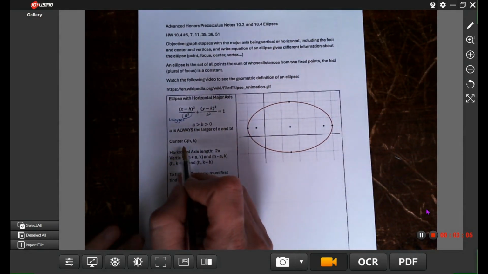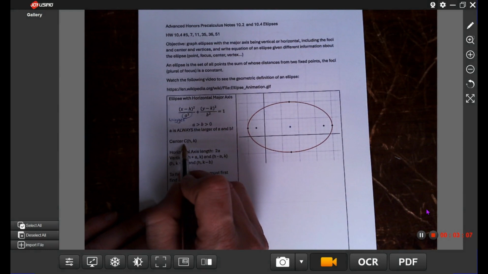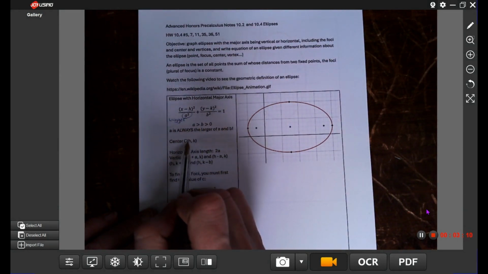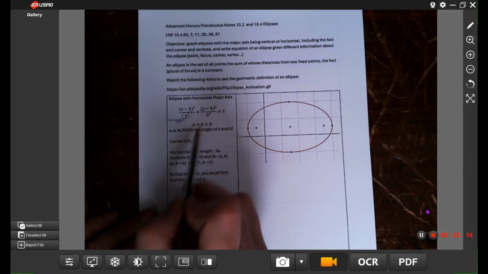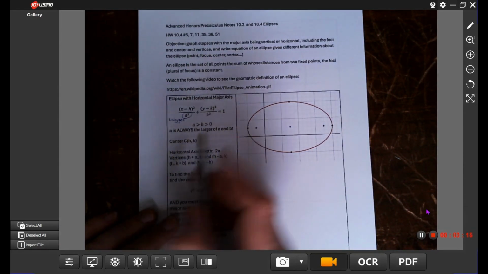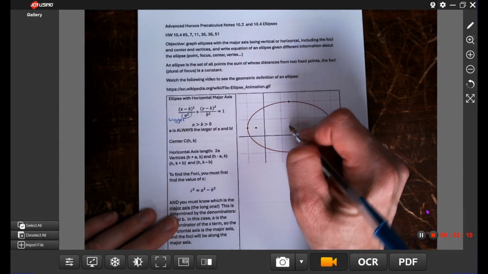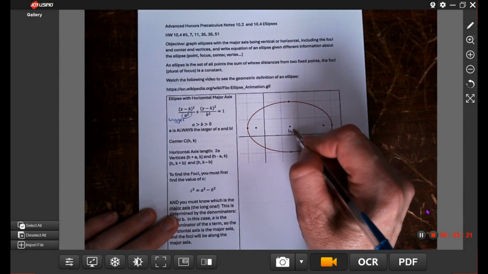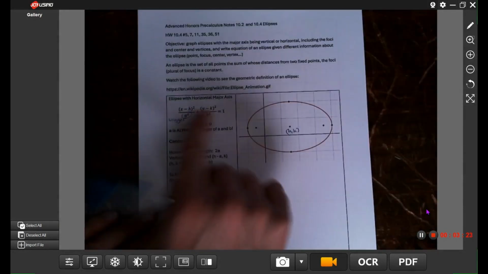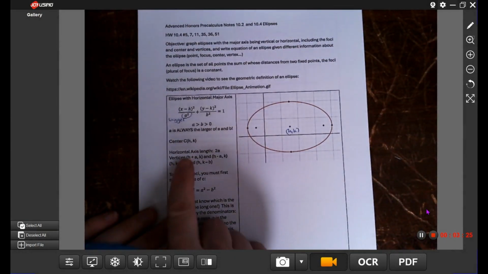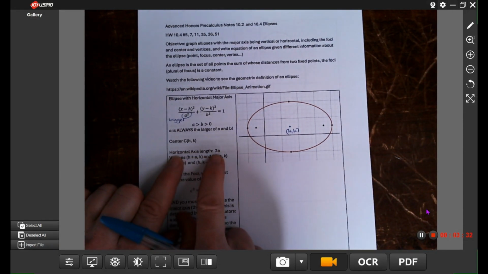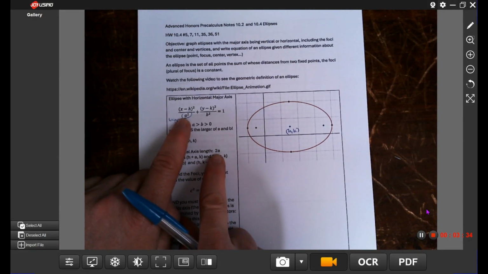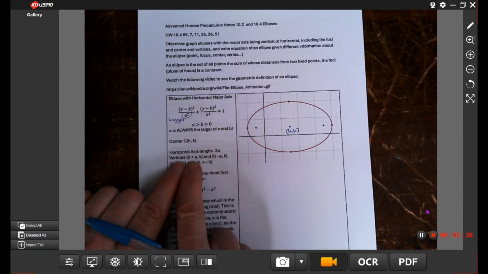All right, so how do you find the center? It's very much like a circle or a parabola. So if you have it in this form, the center is HK, where H and K are the opposite signs of what you see. So on the graph, this would be the center. So this would be the point HK that you got from here. So the horizontal axis has length 2 times A, so A is the square root of the denominator.